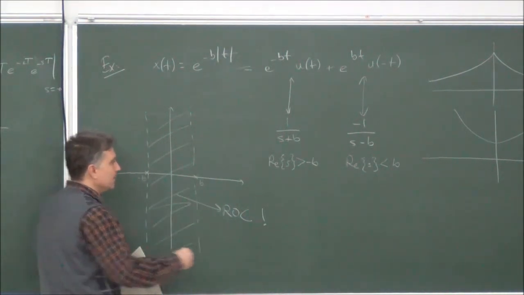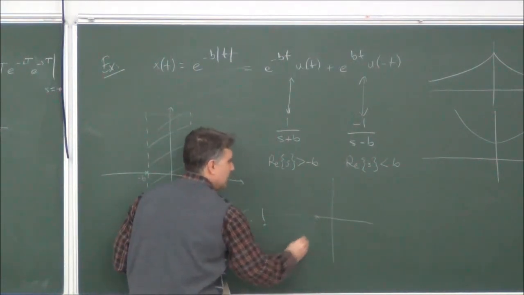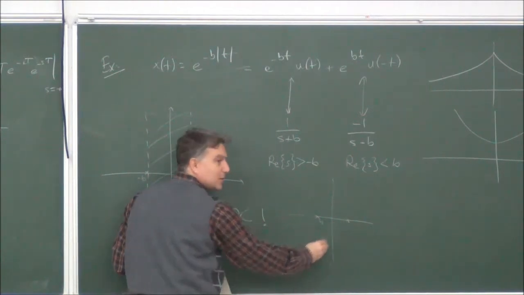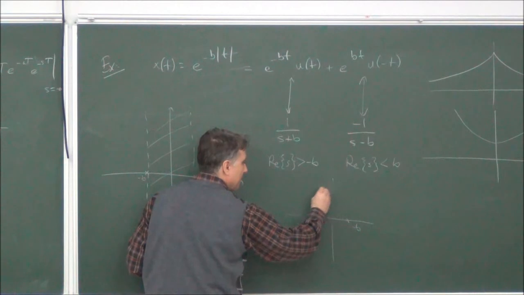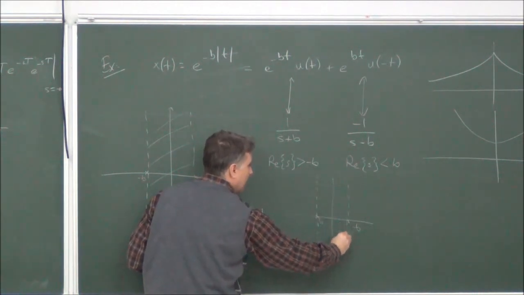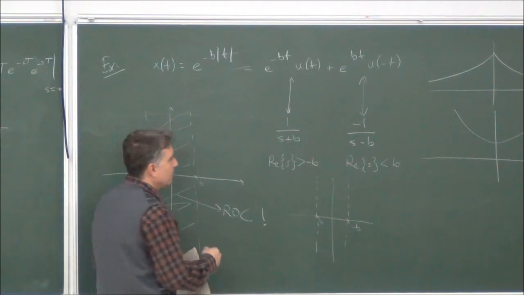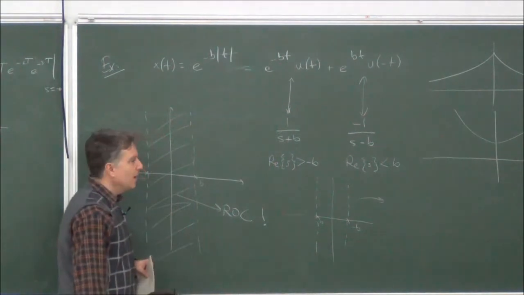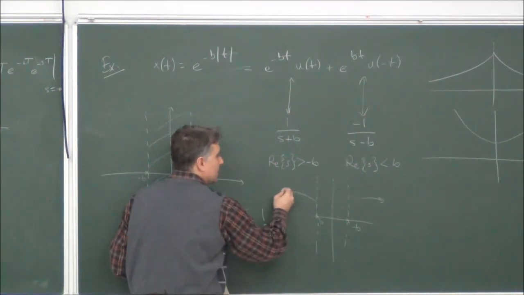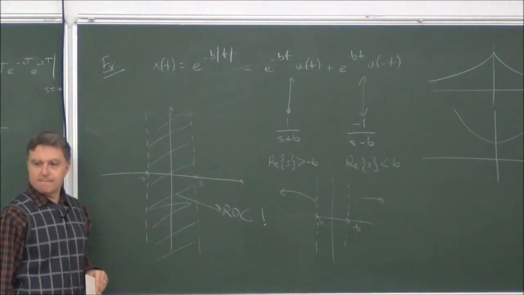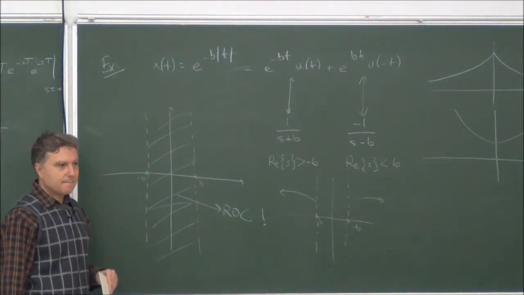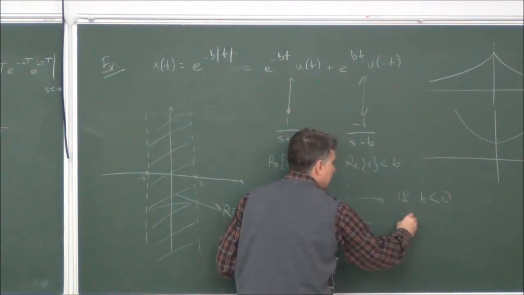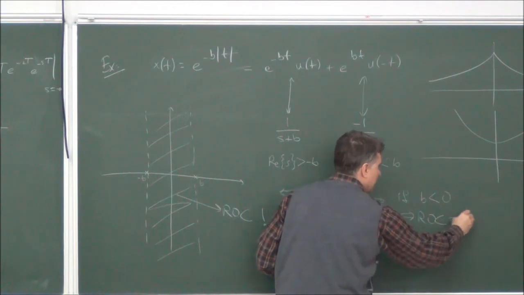Suppose that b is negative, then b is here, and then minus b will be positive. This will be minus b. And look at the regions of convergence. It is greater than minus b, which is here, and it must be less than b, which is here. What is the intersection of the two sets? It's an empty set, right? So if b is less than 0, then the region of convergence is an empty set.